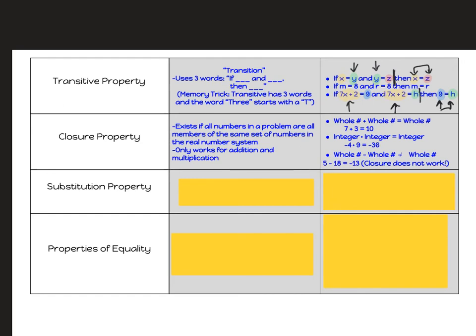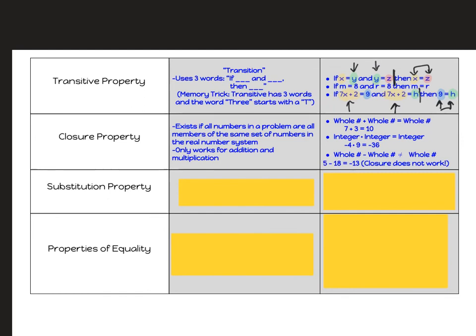All right, so a whole number plus a whole number is going to give us a whole number, and you see that with 7 plus 3, so 7 is a whole number, 3 is a whole number, and it gives us 10, which is a whole number. An integer times an integer is going to give us an integer. And so we see how that worked with addition and multiplication, but then below we see how it does not work with subtraction, because if we have the whole number 5 and we subtract the whole number 18, we get negative 13, and negative 13 is not a whole number, it is an integer.